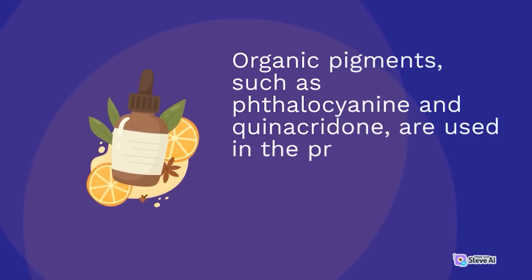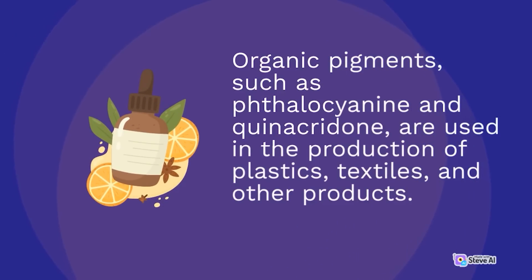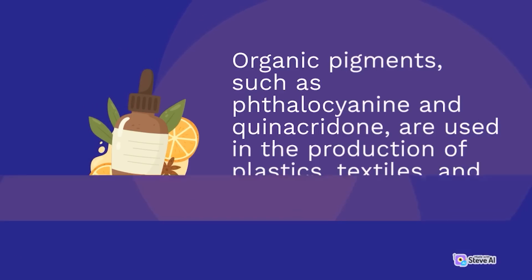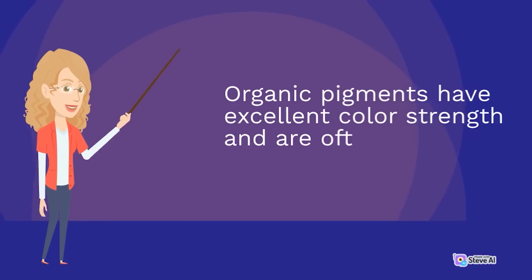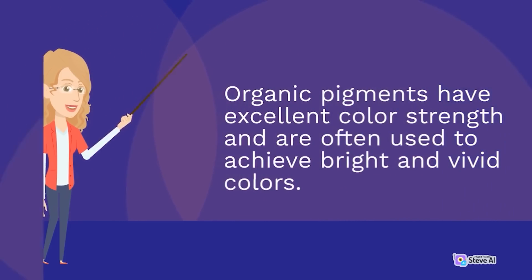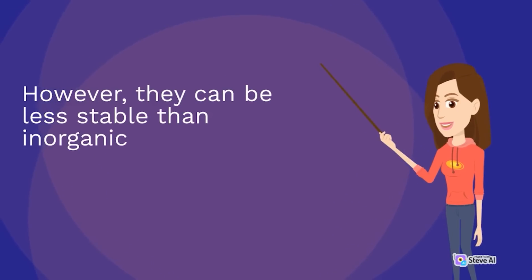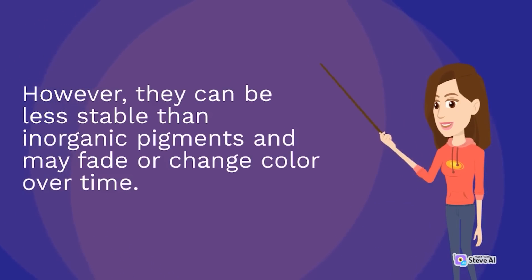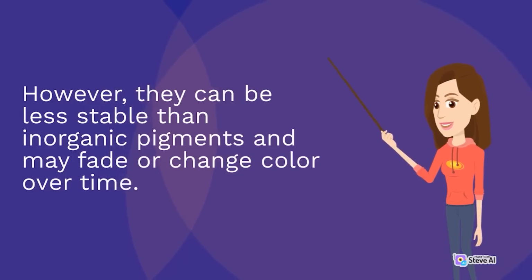Organic pigments, such as phthalocyanine and quinacridone, are used in the production of plastics, textiles, and other products. Organic pigments have excellent color strength and are often used to achieve bright and vivid colors. However, they can be less stable than inorganic pigments and may fade or change color over time.